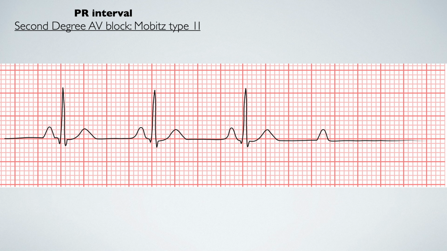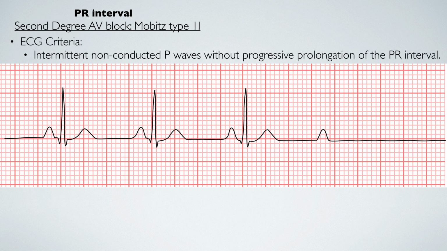The diagnostic criteria here is an intermittent non-conductive P wave without progressive prolongation of the PR interval. In our trace, all PR intervals are normal at around 3 small squares in size. Note that a P wave occurs, but this is not conducted to the ventricles, so no QRS complex or T wave will follow it.